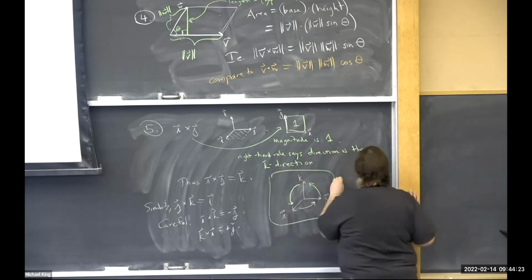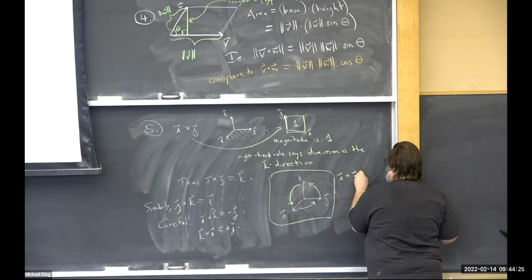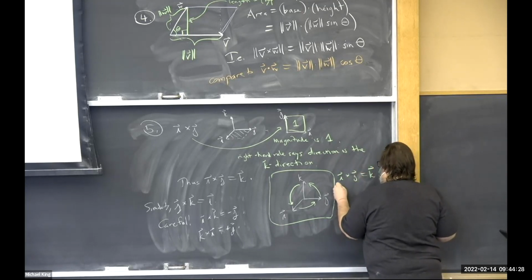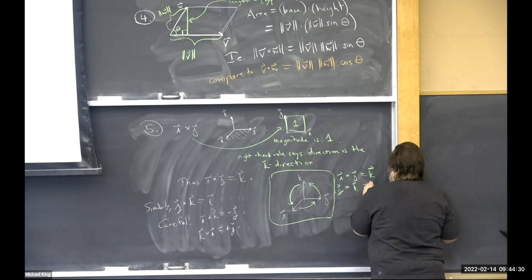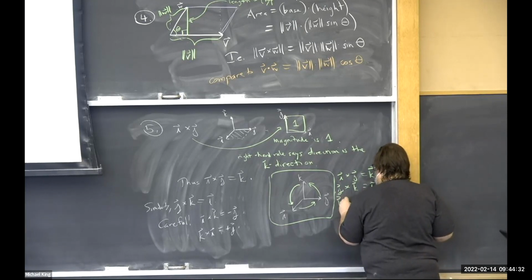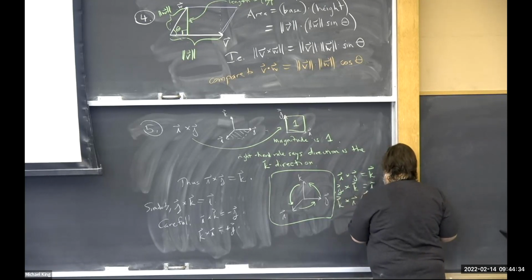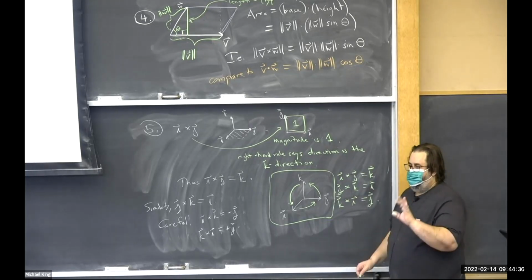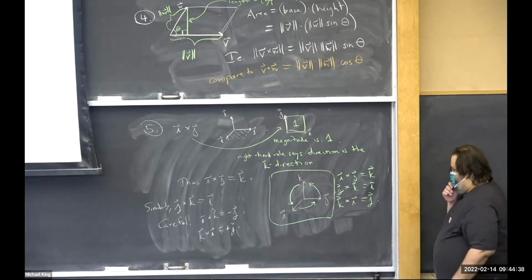So I'll just write that again over here. I cross J is K. J cross K is I. K cross I is J. I don't know if my rock, paper, scissors metaphor really makes sense, but hopefully you see some vague connection.